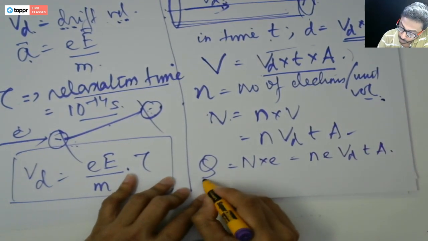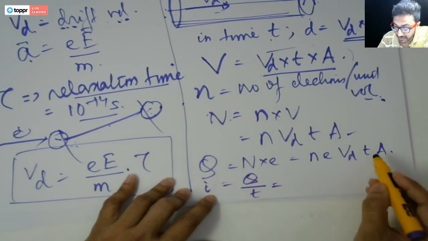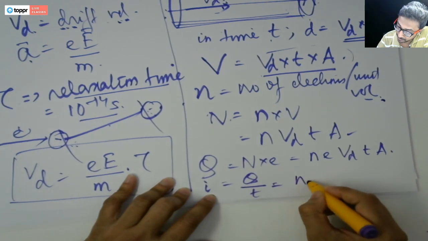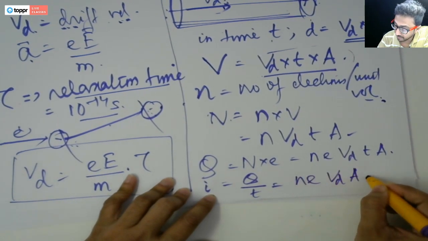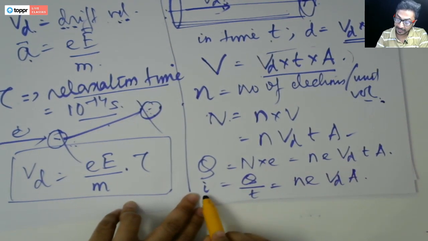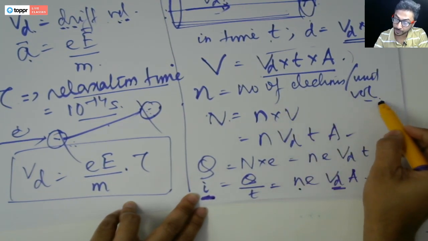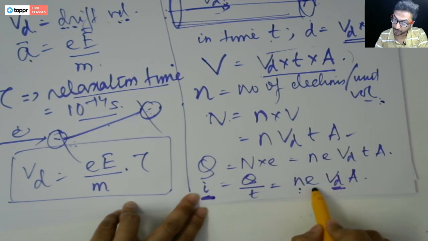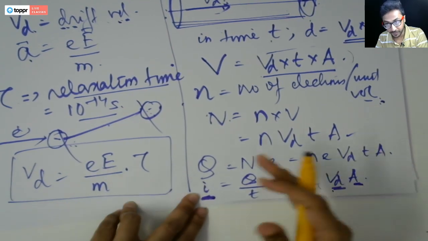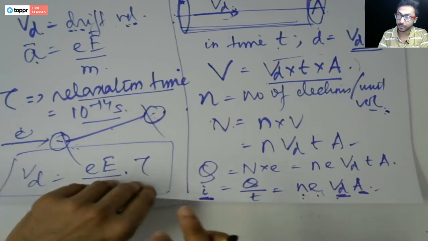Now what will be the current? Current is nothing but charge by time. So if you divide by time, it will be n e Vd A. So we can define electric current in terms of the drift velocity. That is, n is the number of electrons per unit volume, e is the charge of the electron, Vd is the drift velocity, and A is the cross-section area of the metallic conductor. Now we can derive another relationship from this equation.